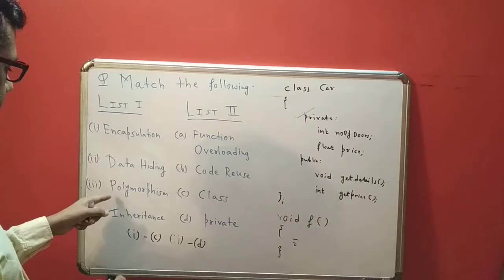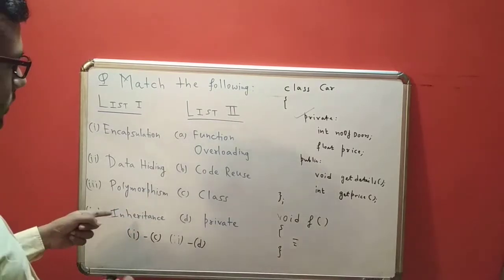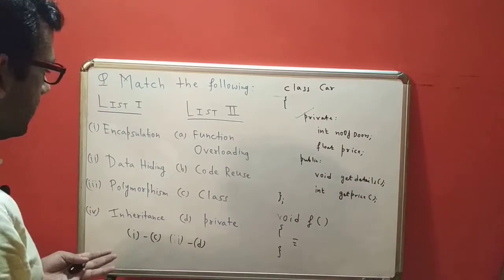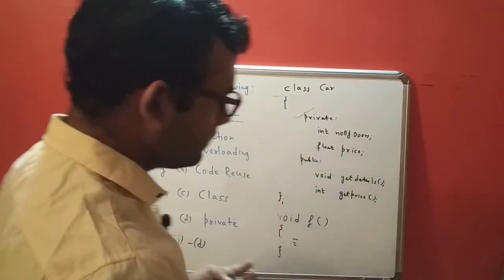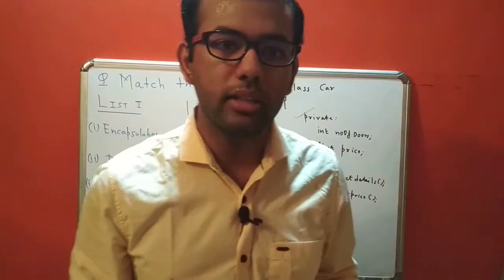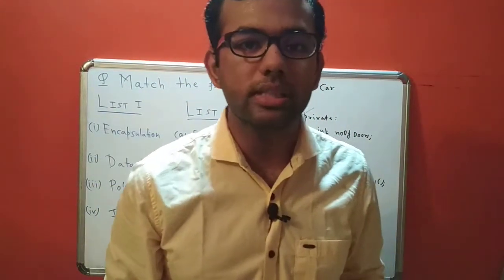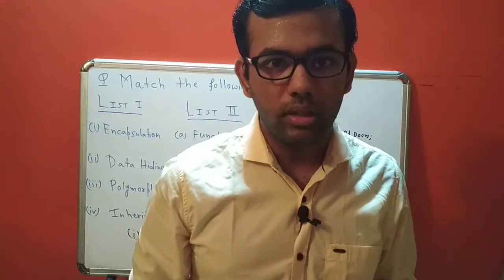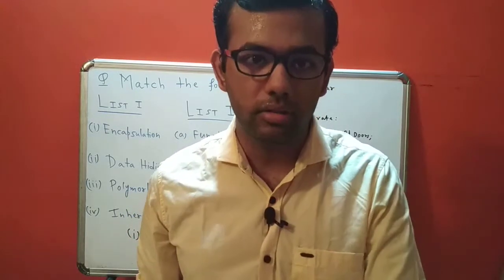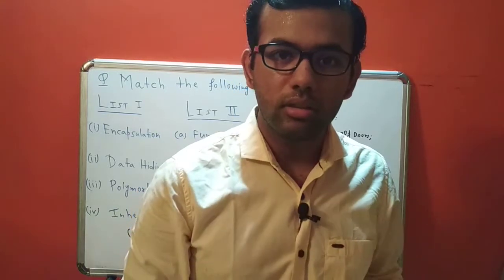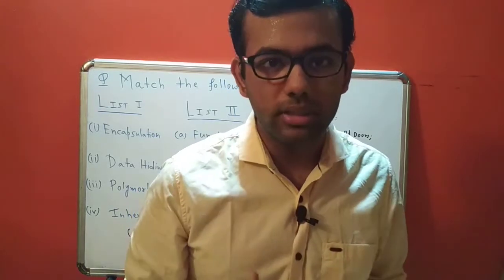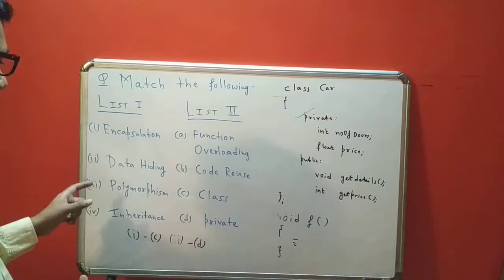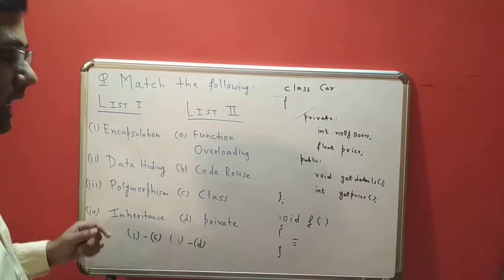Next is polymorphism. What is polymorphism? Polymorphism refers to one entity, multiple forms. For example, I am right now playing the role of an instructor, trying to help you with C++ programming. I am also at the same time a son to my mother. I am a brother to my sister. So I am one person playing different roles. Similarly, polymorphism is all about having one entity play different roles.